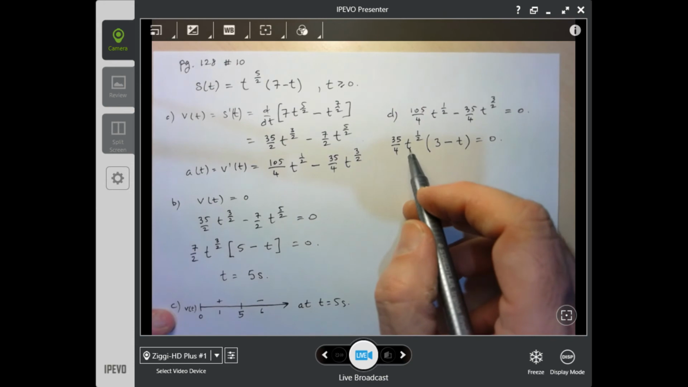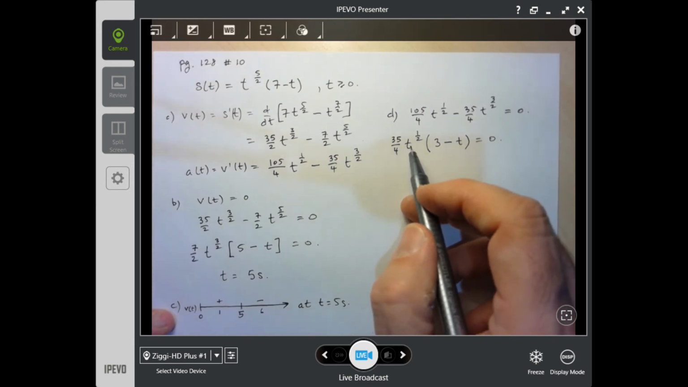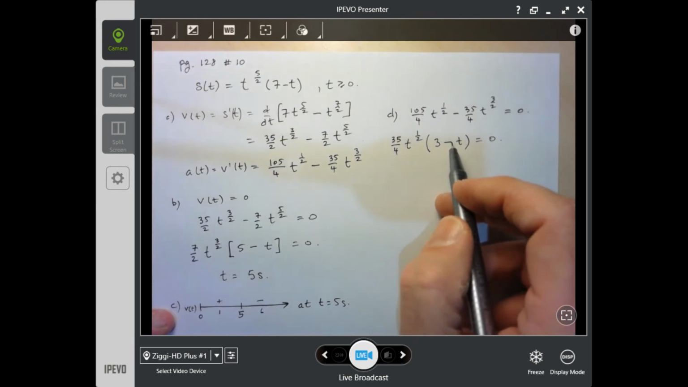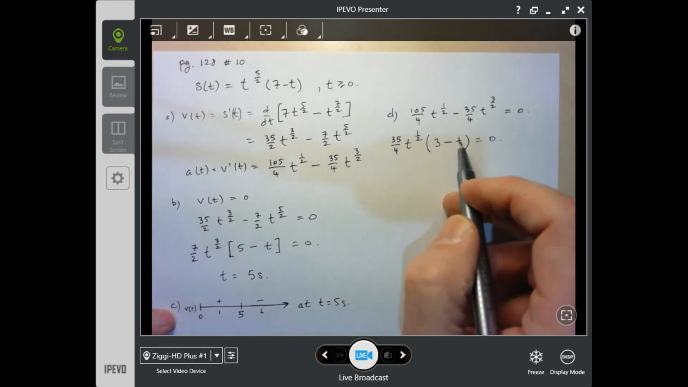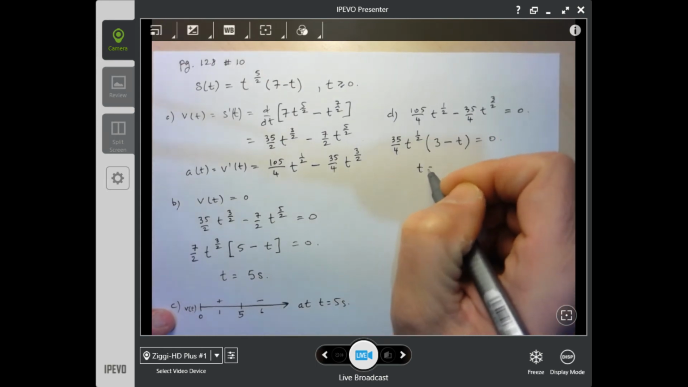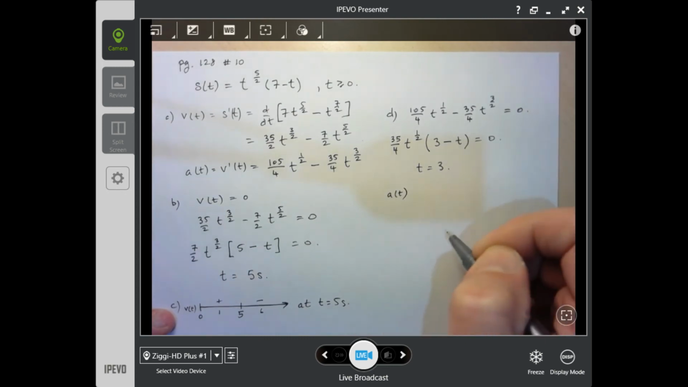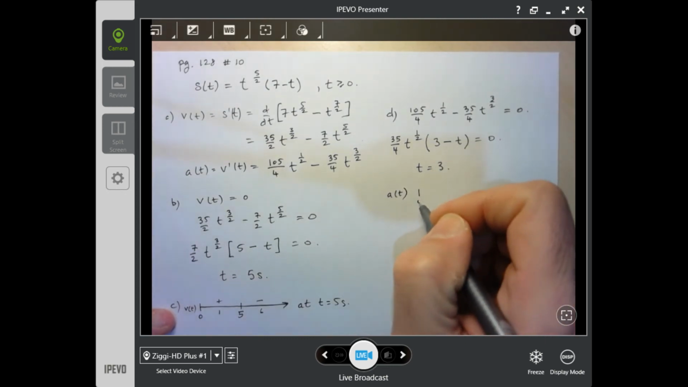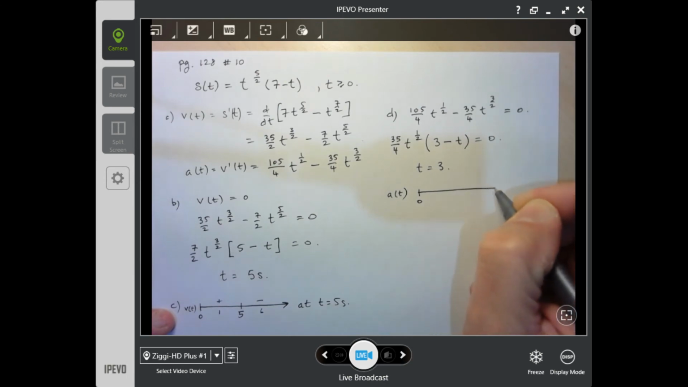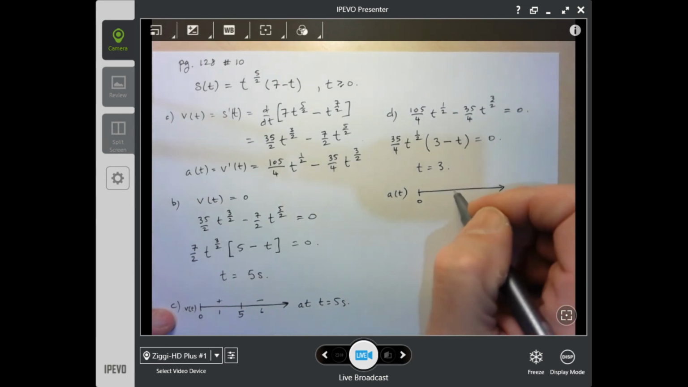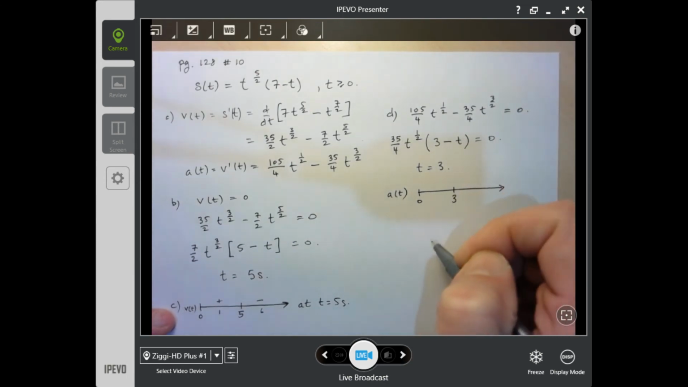So clearly it's equal to 0 at 0, but that's the start of the experiment. The next time it's equal to 0 is at t equals 3. So now when I'm testing for my signs, notice how I only start at 0 because we're not going to be dealing with negative time. So the only place where it could change sign is at 3. So this is where I'm going to test.